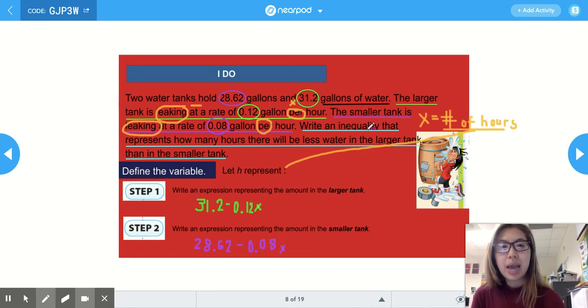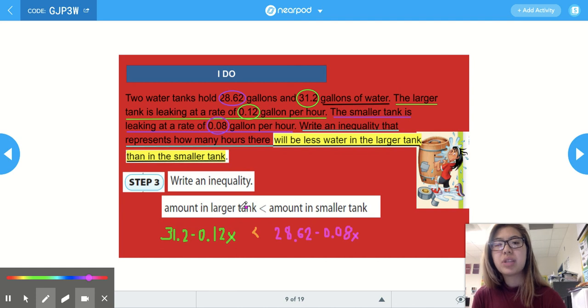Then if we look back at the problem, it says we have to write an inequality that represents how many hours there will be less water in the larger tank than in the smaller tank. So the easiest thing to do is, if it says less water, then we're going to use the less than symbol. So we have the amount in the larger tank, which is 31.2 minus 0.12x is less than 28.62 minus 0.08x.